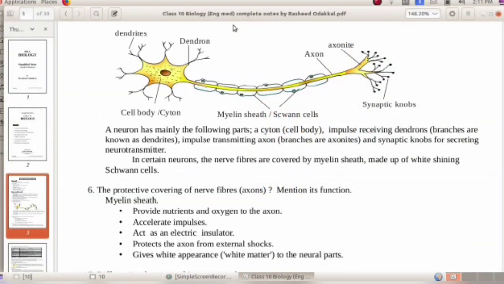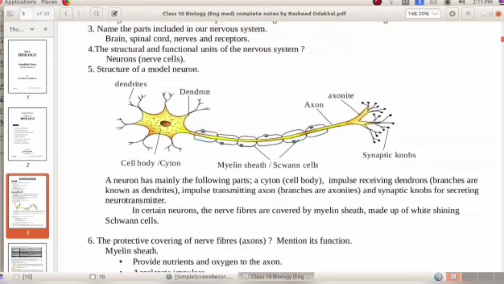Hi students, first unit is sensation and responses. We have already completed it in the online classes, and let us go through the important points of the first unit.